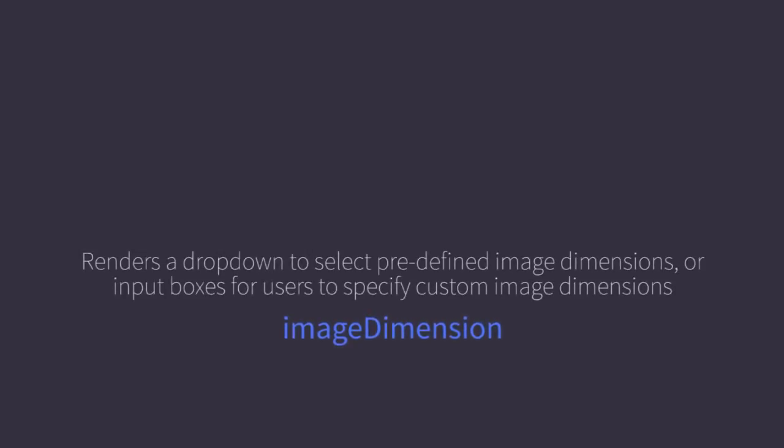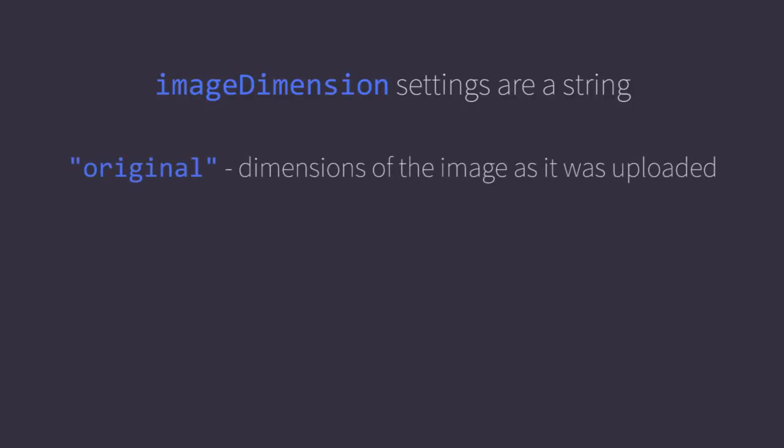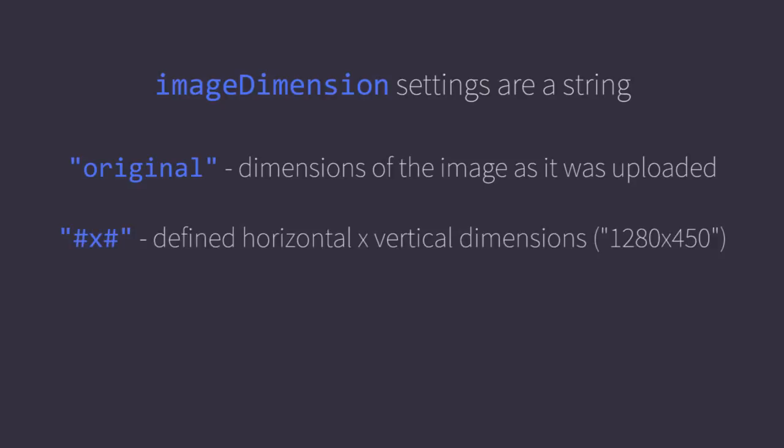The last type we'll look at is the imageDimension data type. This lets a user specify dimensions for images used around the store, like product images or the store's logo. The config.json default value for an imageDimension type is a string. It can be either original or a horizontal by vertical dimensions in the format number x number.